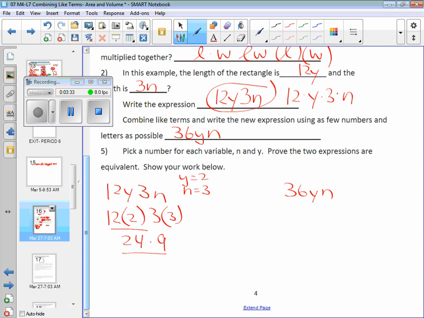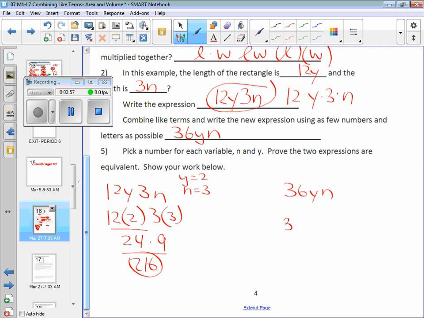What do you have, Mel? Okay. Mallory, what'd you get? Should be 216. What should I get for this expression if I substitute y as 2 and n as 3? It should be 216, right? Because these expressions are supposed to be equivalent.